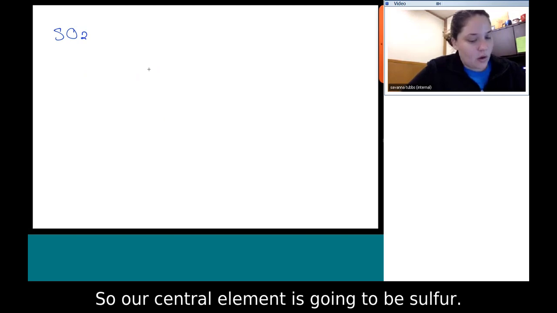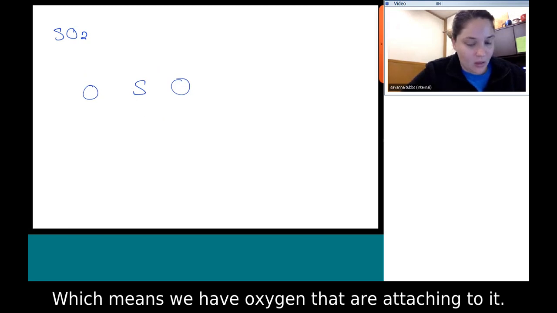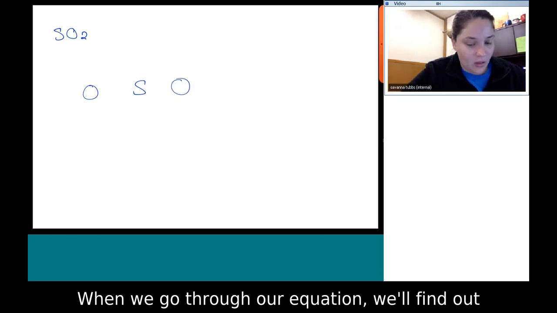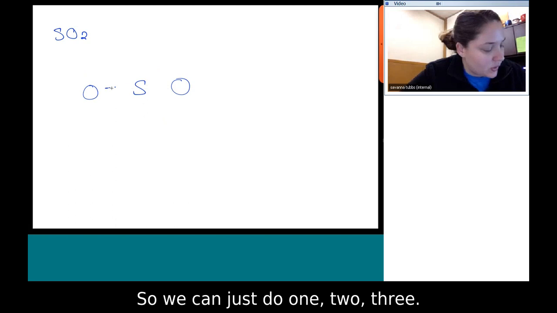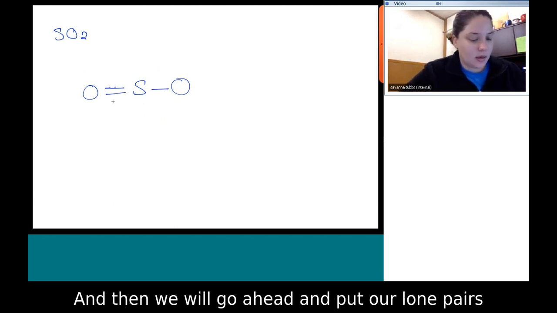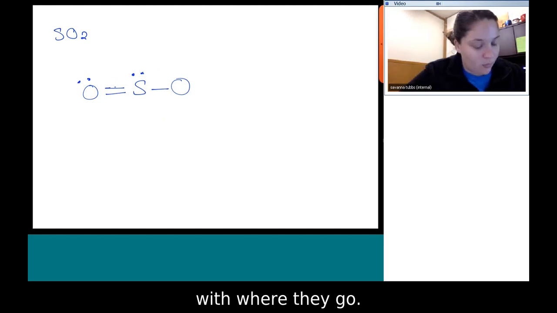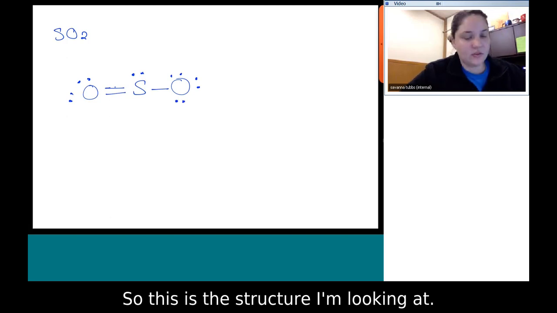So now we have SO2. Our central element is going to be sulfur, which means we have oxygen attaching to it. When we go through our equation, we'll find out it needs 3 bonds. It doesn't really matter which one we put it to, so we can just do 1, 2, 3, and that has 3 bonds. Then we will go ahead and put our lone pairs where they go. So this is the structure I'm looking at.